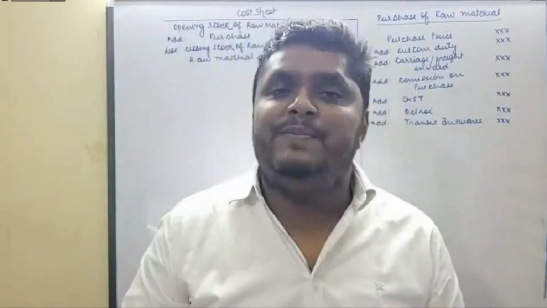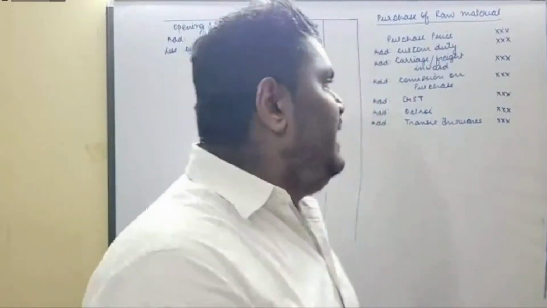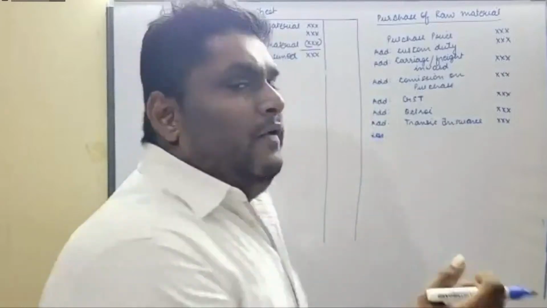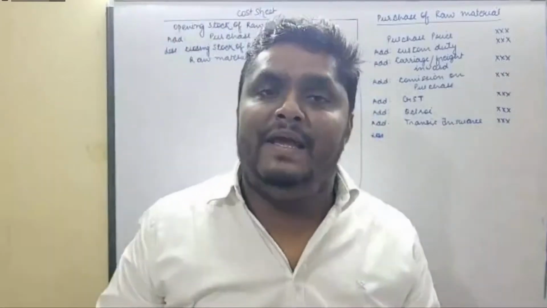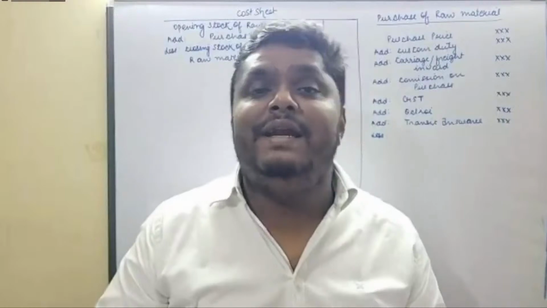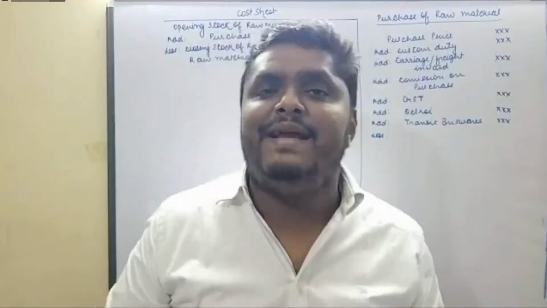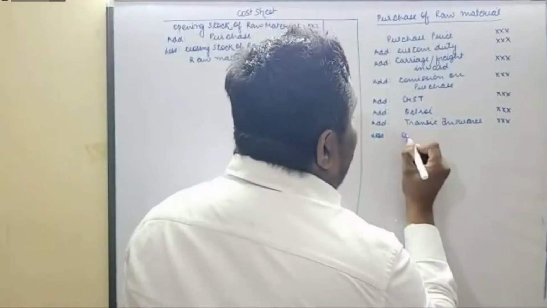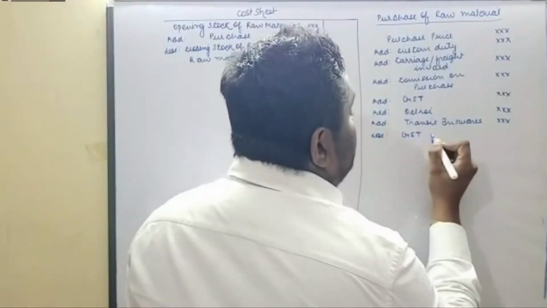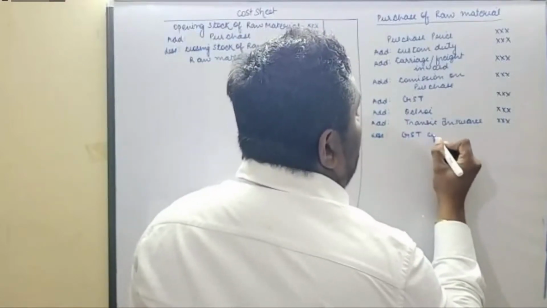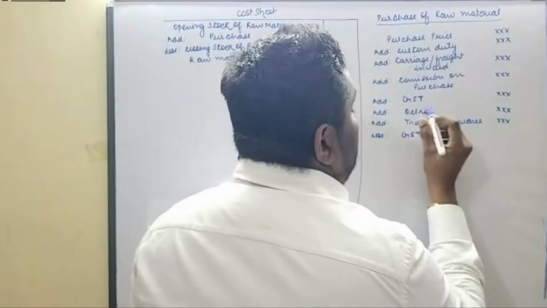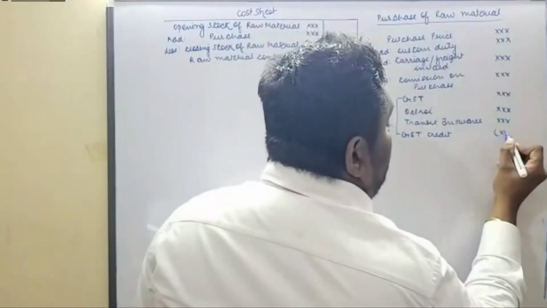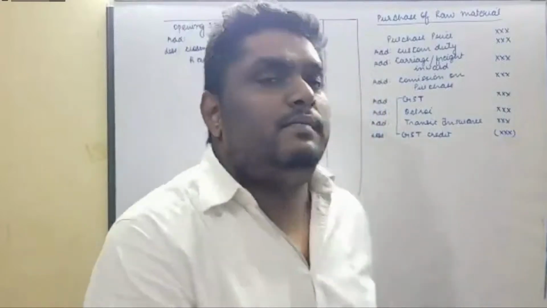So all these are expenditure till my factory gate, this will be added. Now when talking about the deduction part, we are paying GST to the supplier. And if we are getting back the credit of GST, then it will be deducted.